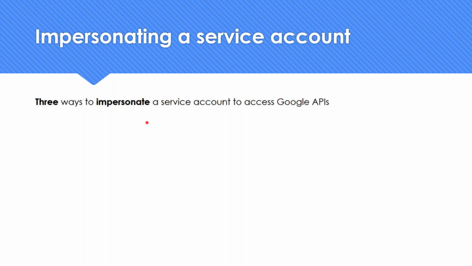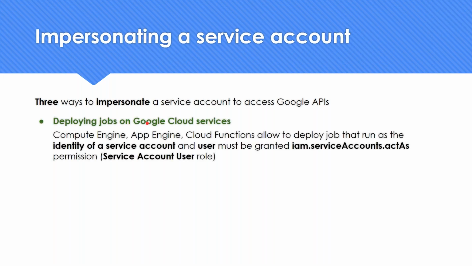The first way to impersonate is when you want to deploy a job on Google Cloud, any Google Cloud service. It could be something like Compute Engine, App Engine, anything of that sort. What you do is you run as the identity of the service account, and the user, which is you, me, must be granted the act as permission. This permission is available in one of the roles, which is the service account user role.